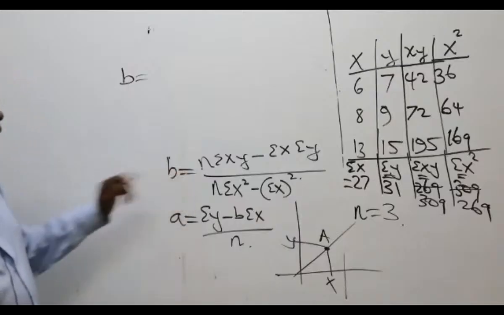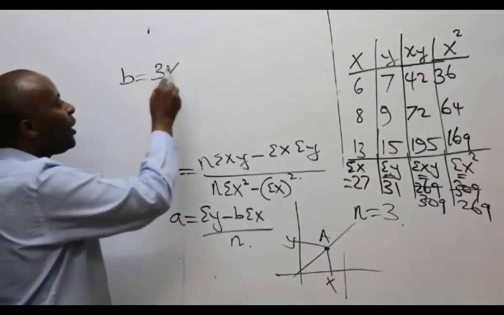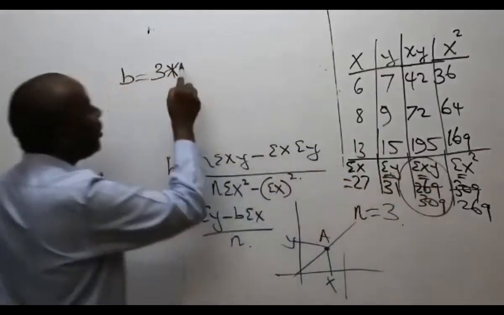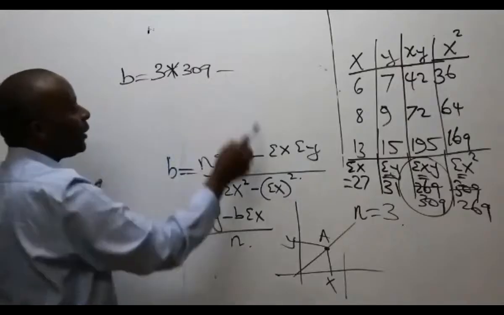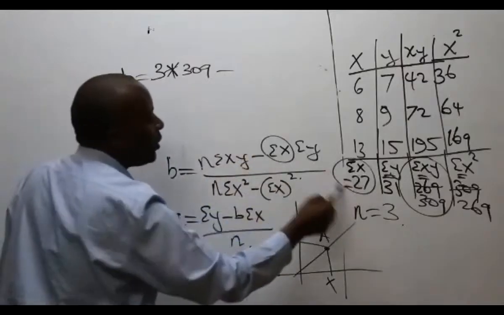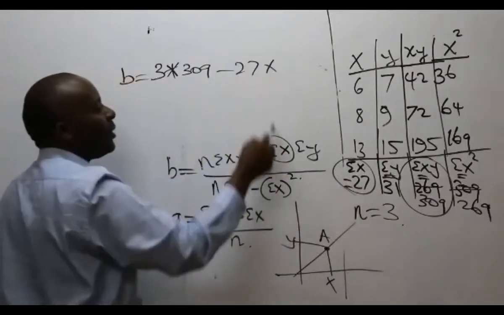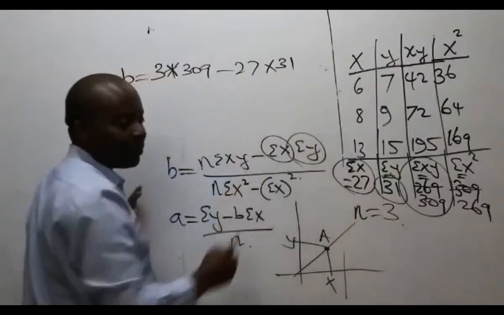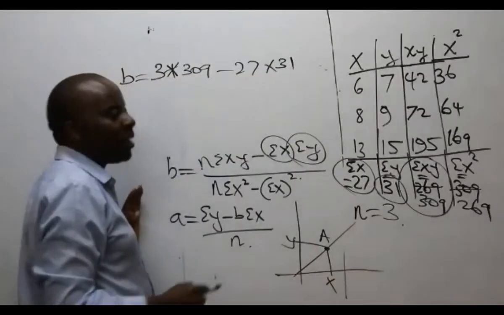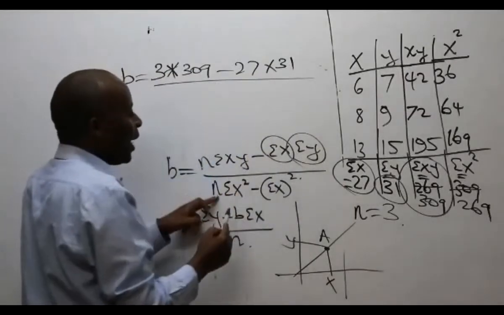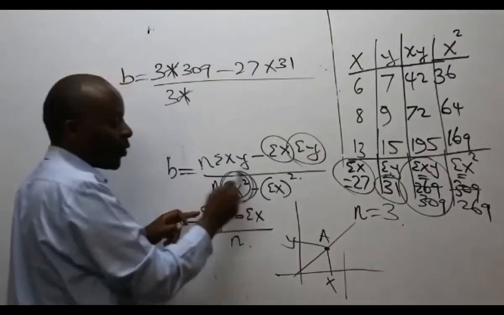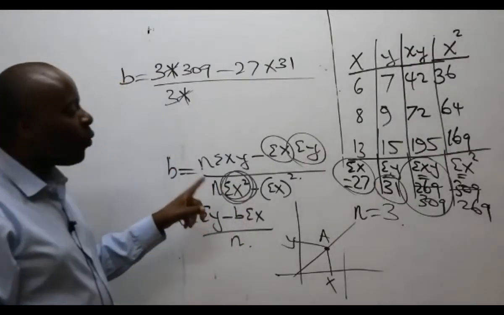So n is 3. So 3 times summation of xy, which is 309, minus summation x alone, which is 27, times summation y, which is 31, all over n times. So this is quite confusing. This confuses so many students.